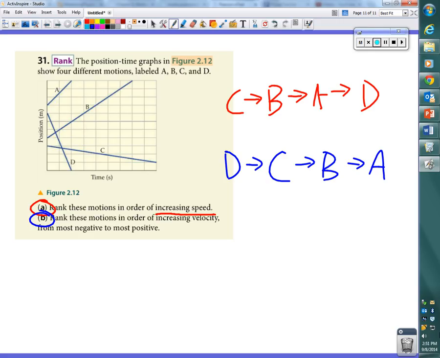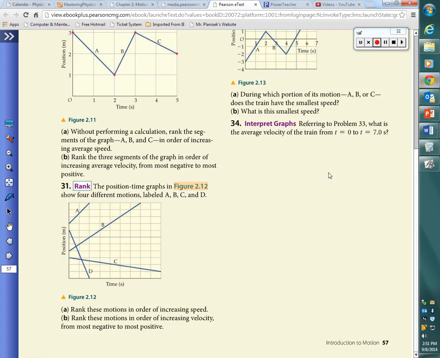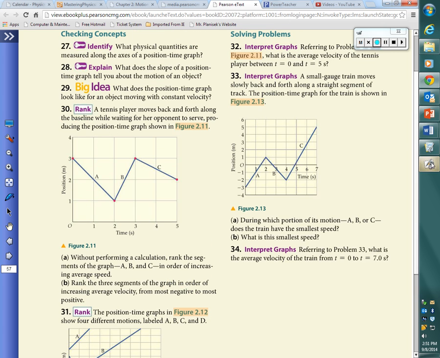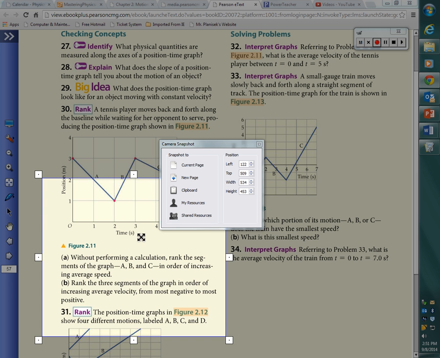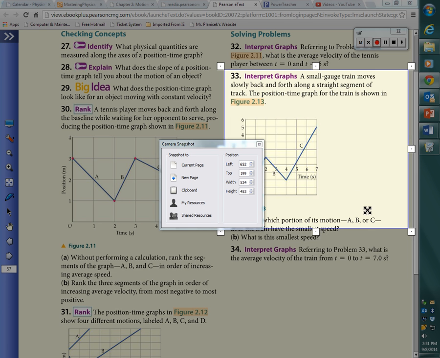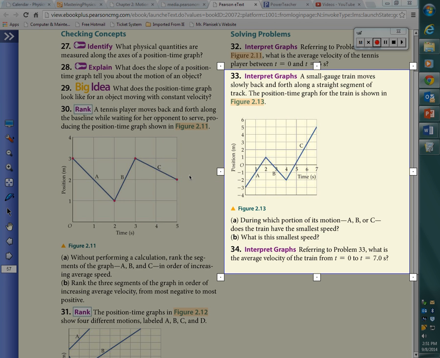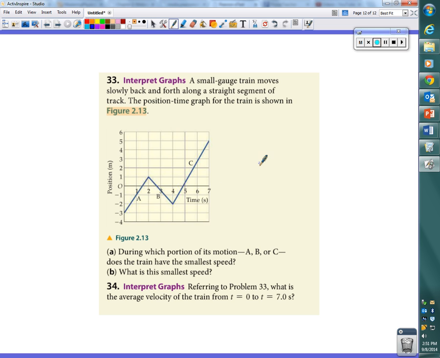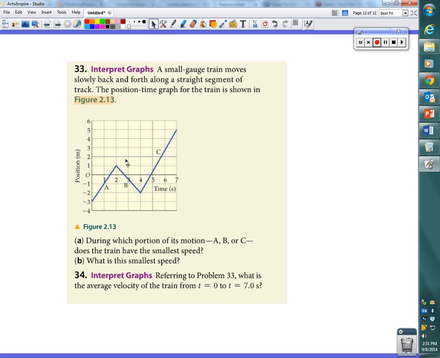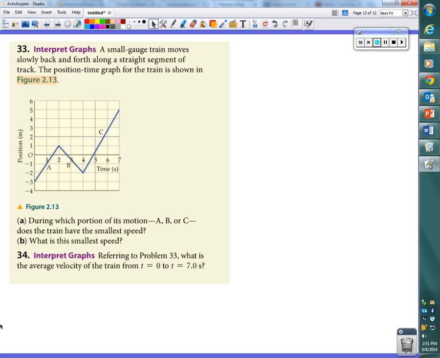Okay. Let's take a look on that same page at questions number 33 and 34, because they relate to the same picture. It says, a small gauge train moves slowly back and forth along a straight segment of track. Position time graph for the train is shown below. Before we answer part A and B, tell me something about the motion of this train. Anything that you can interpret from the graph. Brett, what's one thing?